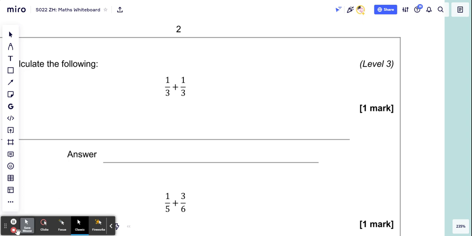Why is it easy? It's easy because they have the same number along the bottom. We call this number the denominator. Now we know what a third is.